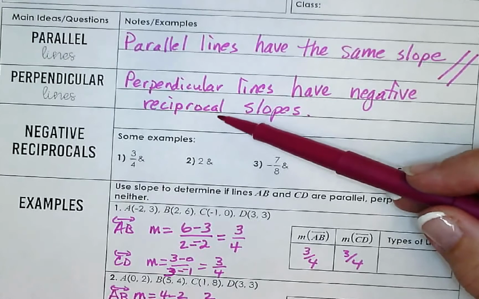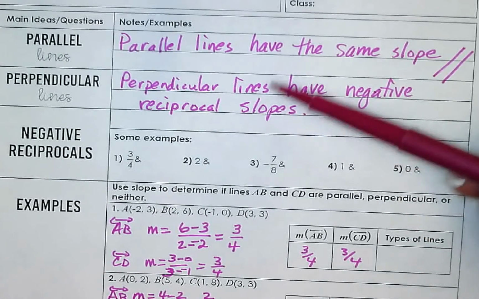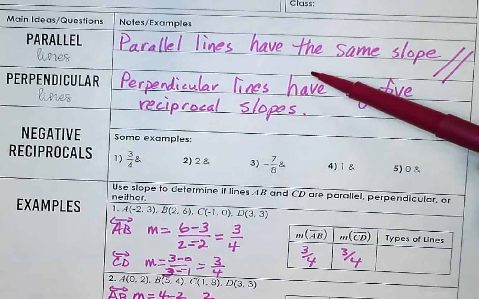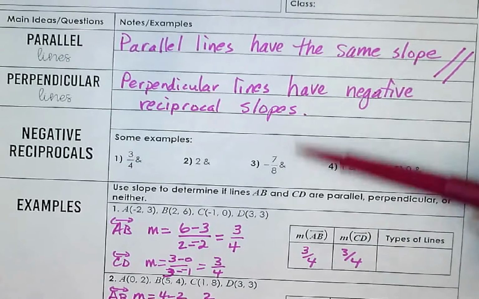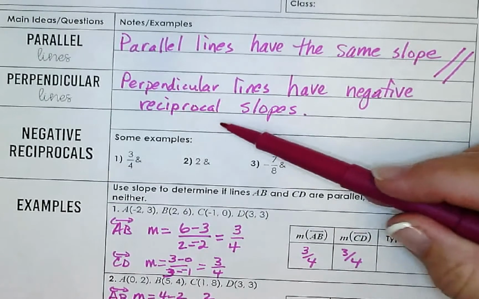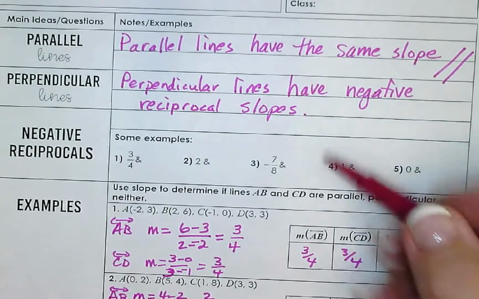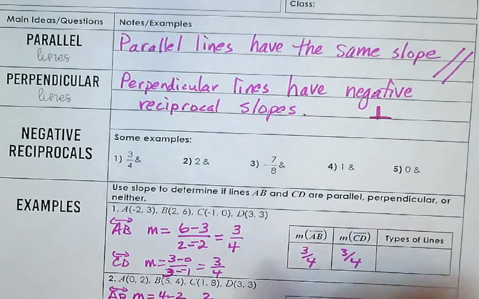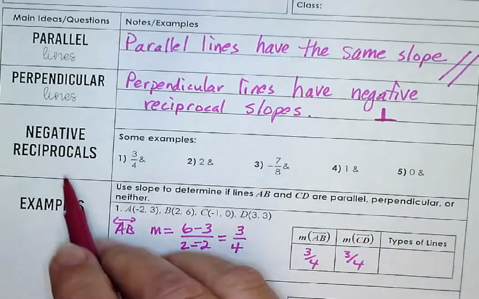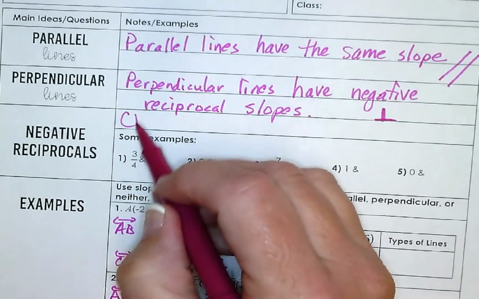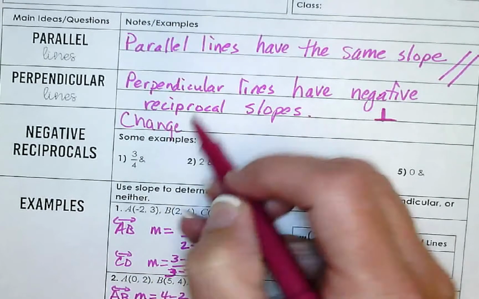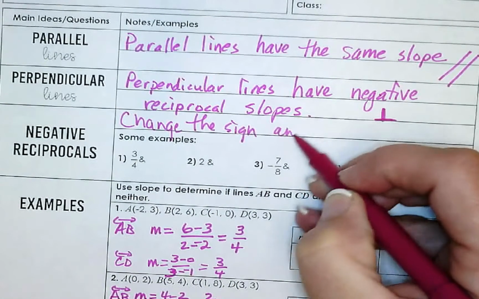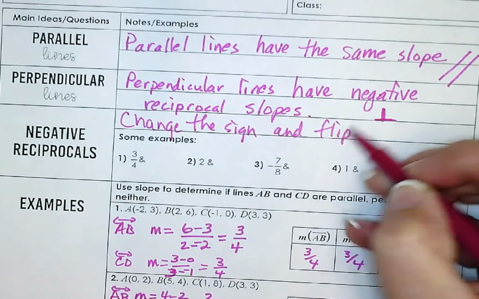Reciprocal, if you did this with fractions, reciprocal is where you flip the fraction, you interchange the numerator and the denominator. And then that's going to be your negative reciprocal. You have to do both. It has to have both in order to be perpendicular. And there's that symbol for perpendicular. Okay, so let's practice this a little bit. So just a real summary here. We're going to change the sign and flip the fraction.